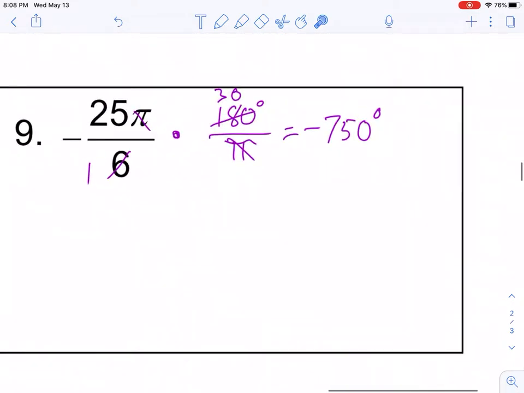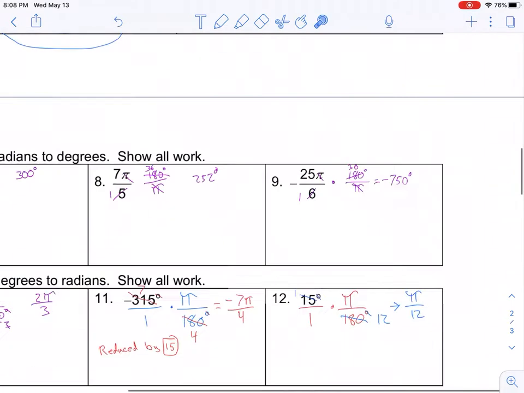And then finally, 180 degrees over pi. When I multiply that, 6 and 180 reduced to 1 and 30. 6 goes into 6 once, into 180 30 times. That degree sign is still there. It's not canceled. My pi's cancel out. And we do 25 times 30 to get 750. There is a negative. When I do a negative times a positive, we get a negative.